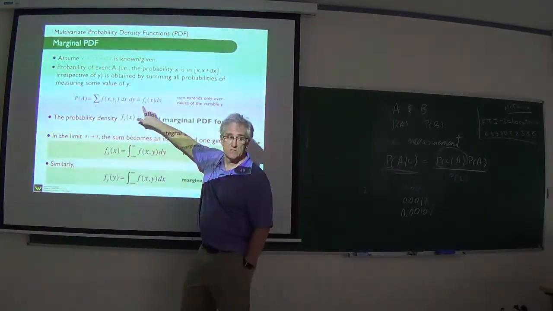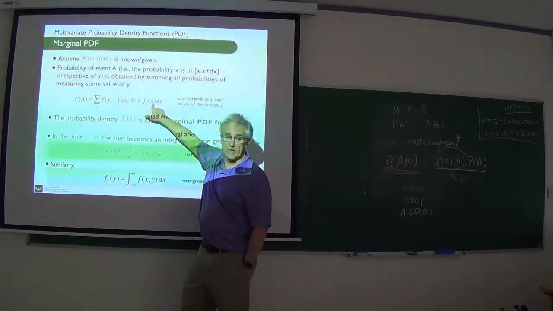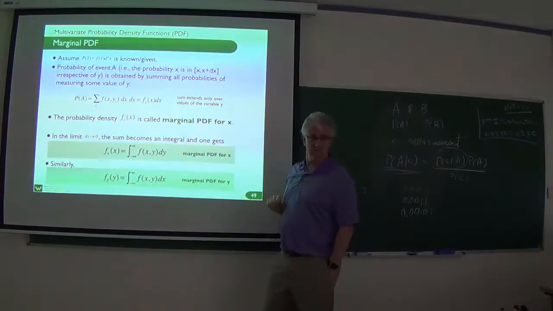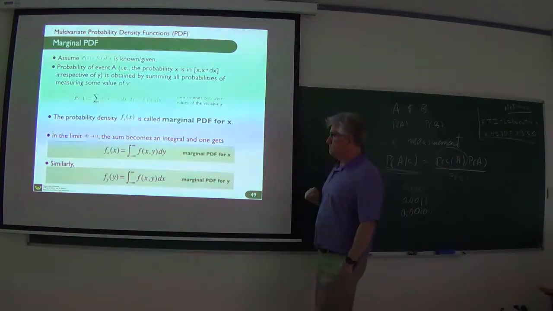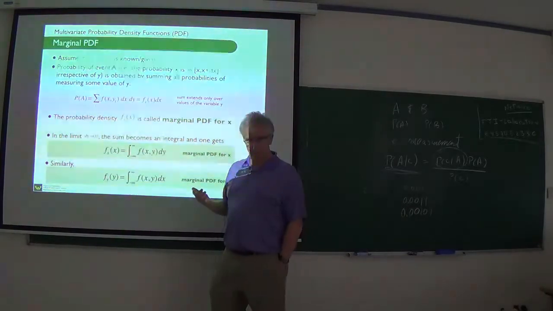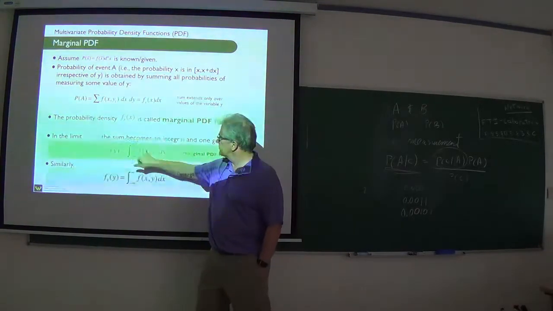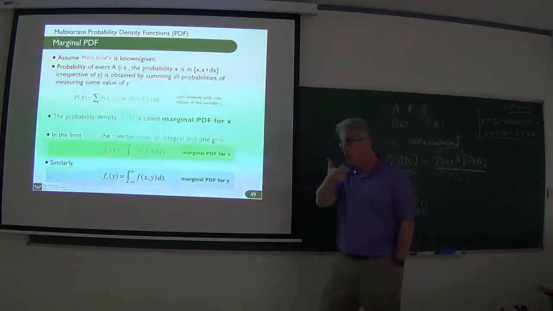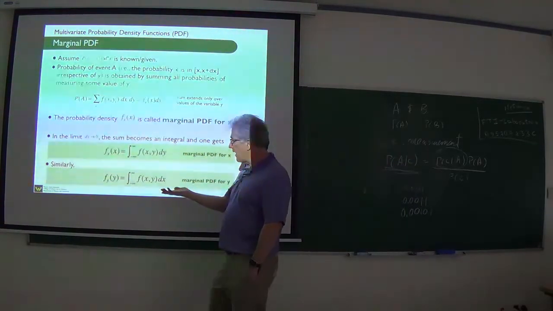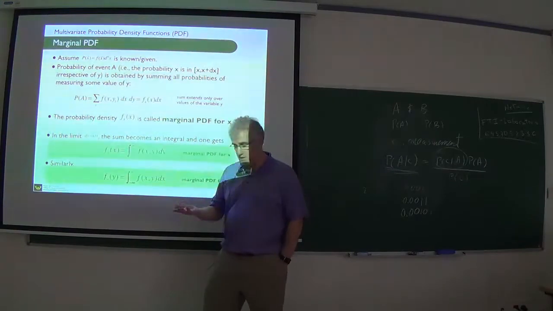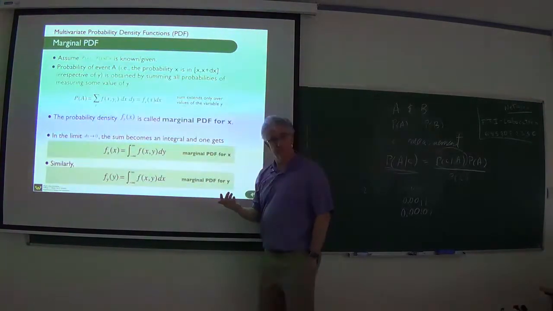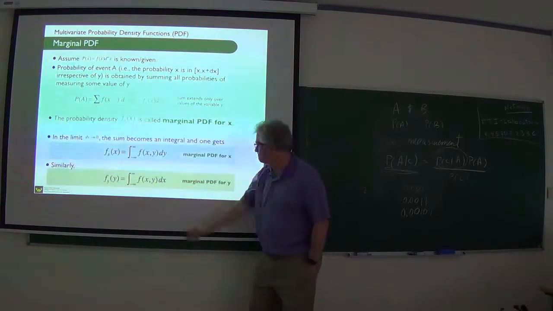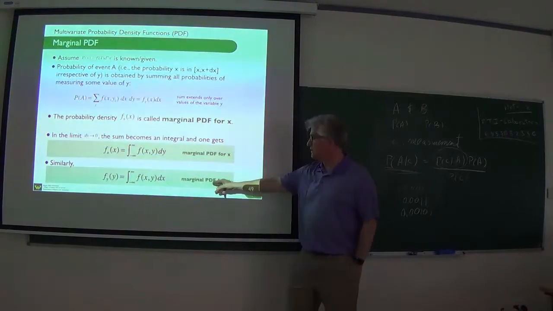And so the notation I use is f of x, f sub x of x. So this is called the marginal PDF for x. And so in practice, when you're dealing with functions, that's going to be an integral of the density over all values of y. Of course, I can flip the roles. I can say I'm interested in the value of y, and so I'm interested in the PDF of y, irrespective of the value of x. So that's going to be an integral over all values of x. So that's known as the marginal PDF for y.